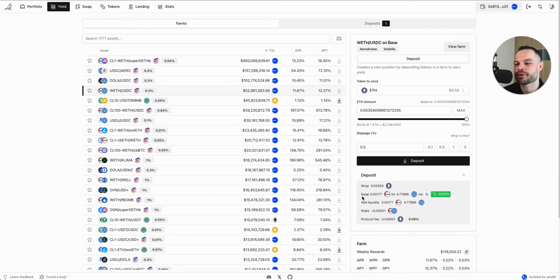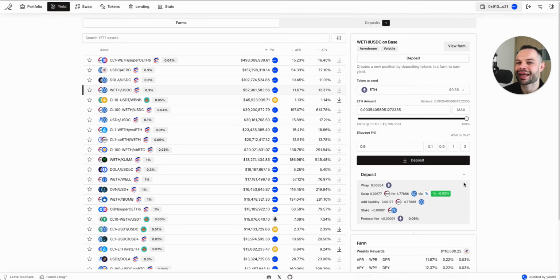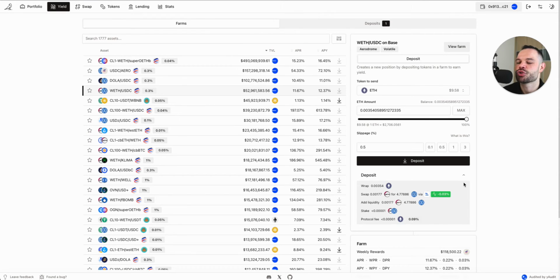It will show us how it's going to actually swap a portion of our WETH into USDC via a particular decentralized exchange, and then it's going to show us how it adds that liquidity into the pool, and then we will start earning fees as a result of providing liquidity for this WETH USDC pool. So again, it makes it very efficient and easy to add capital into these pools on Aerodrome by using a solution like VFAT.